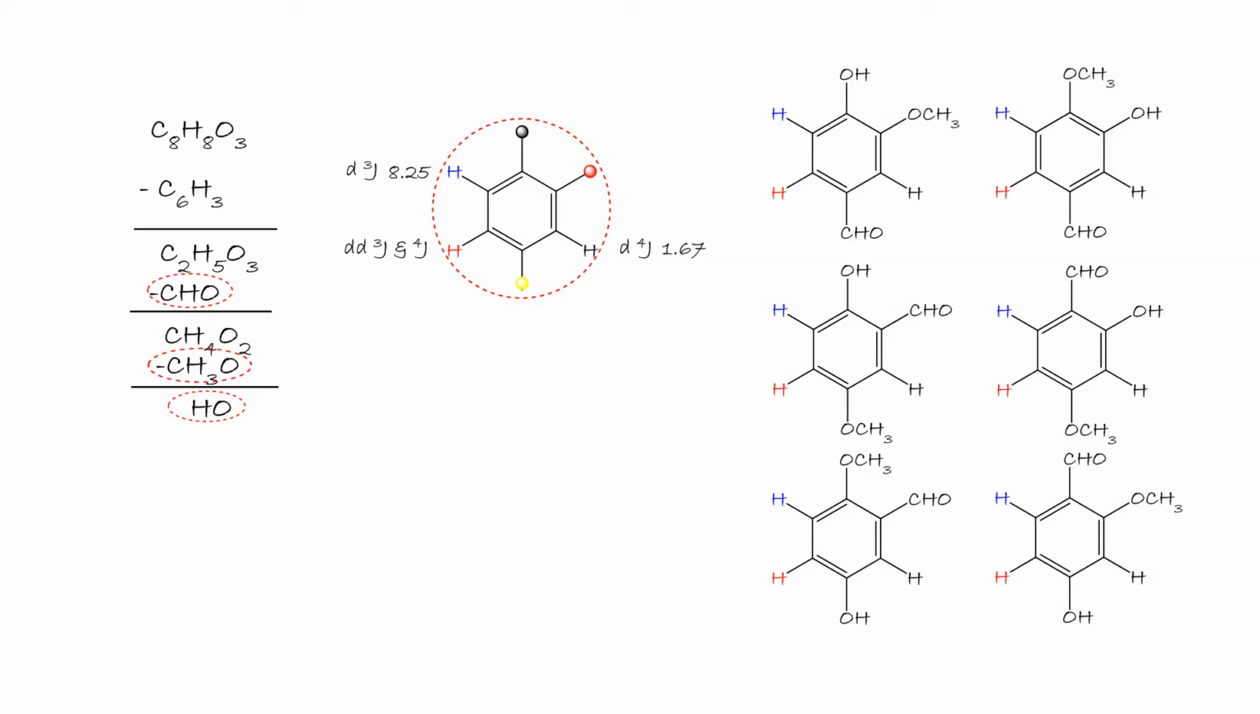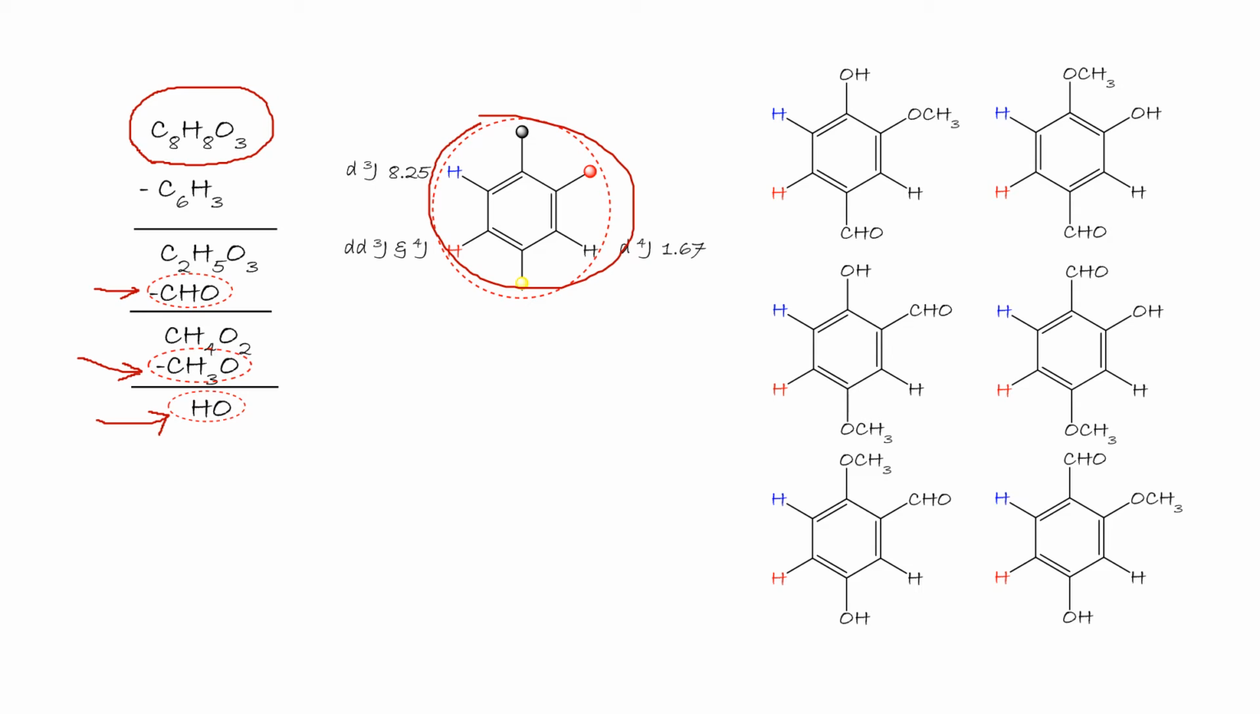From the data we get so far, we have C8H8O3. We have the fragment C6H3, this one. We have aldehyde functionality. We have methoxy, from the integration as well as the chemical shift of proton and carbon-13. And we have the remainder of OH.